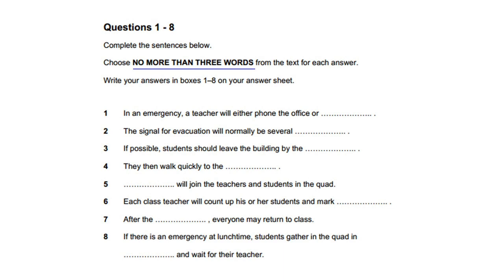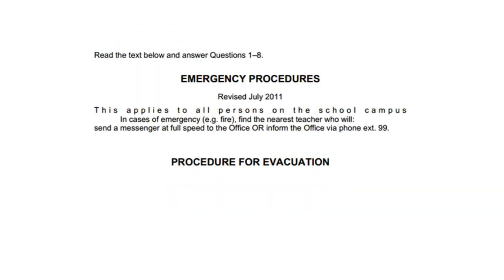Okay, let's look at question 1. Question 1 says, in an emergency, a teacher will either phone the office or... Now that you have read the sentence, you need to underline any keywords. Okay, I would underline emergency, teacher, phone, office, and or. Once you have underlined these, go back to the beginning of the text and scan the text for these words. It should be in the first paragraph, the answer.